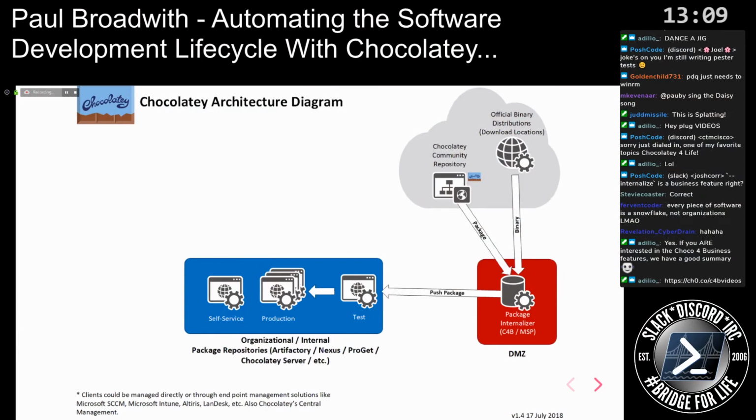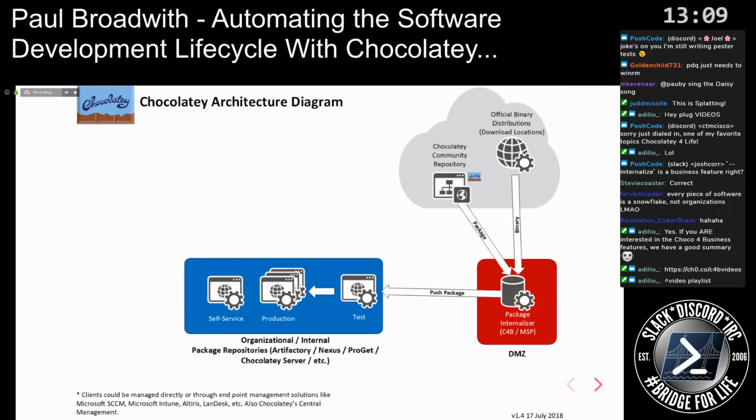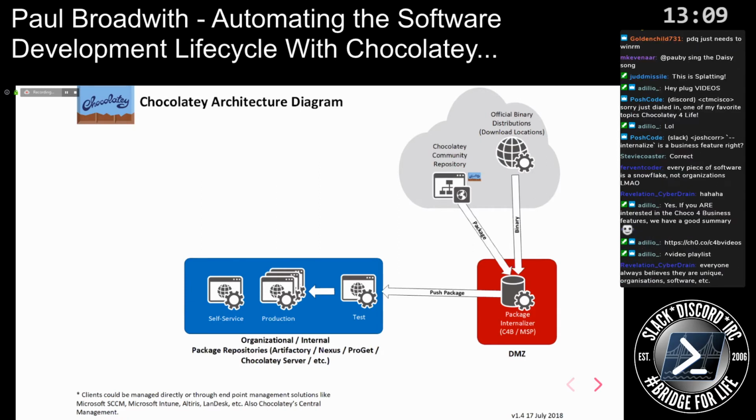The top bit there is where your binary downloads come from. In the case of Firefox, that'll be the Mozilla servers. The Chocolatey community repository is where the Firefox package would come from. The package internalizer is what we're going to look at, and that's the Chocolatey for Business feature.